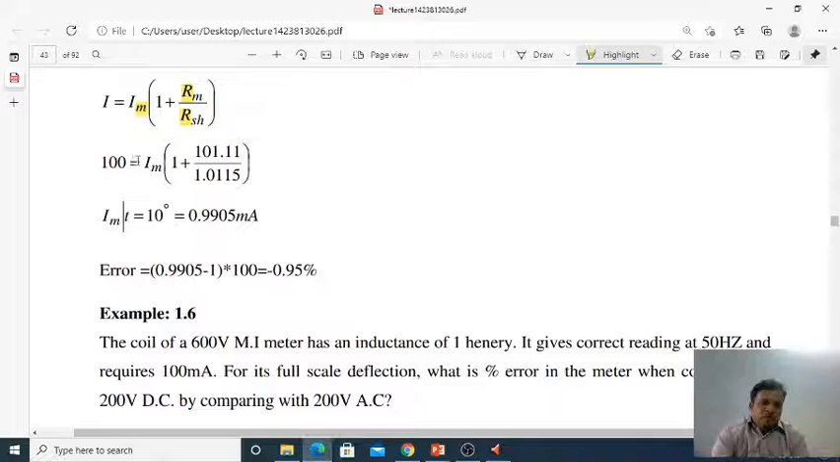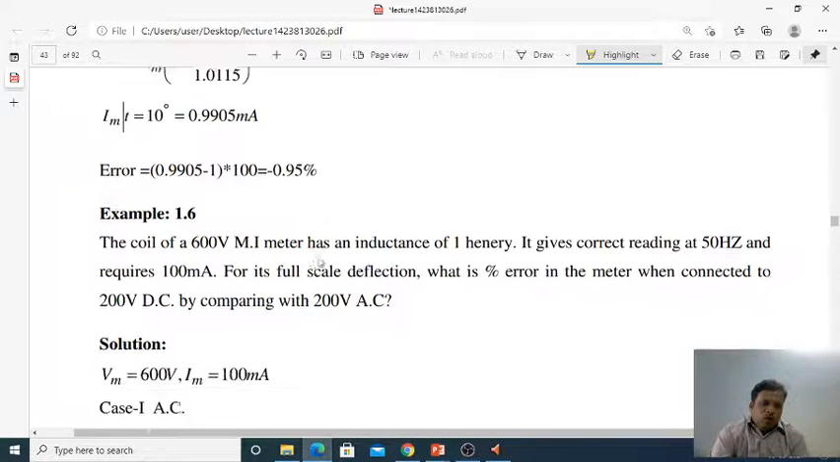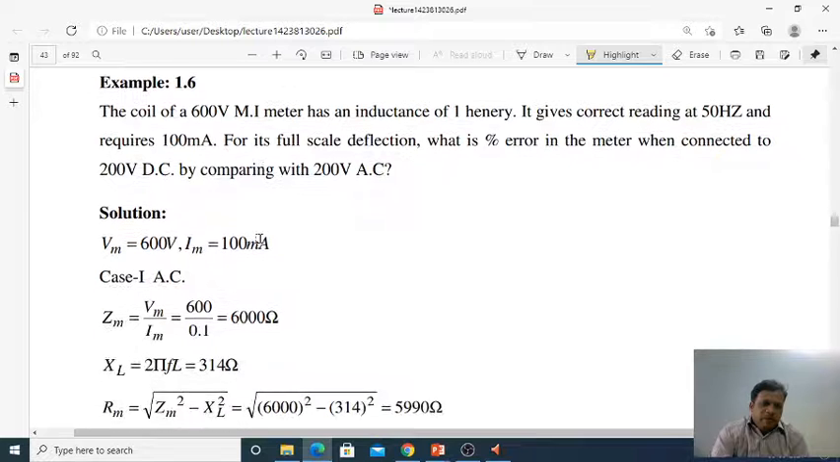Therefore you can use this formula for the current I, and V is equal to Vm into (1 plus Rm by Rsh) for the voltage. So one more problem we will see regarding the same thing.